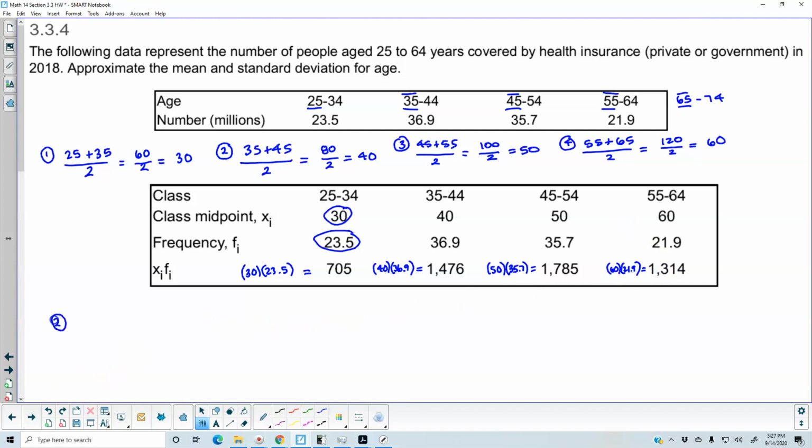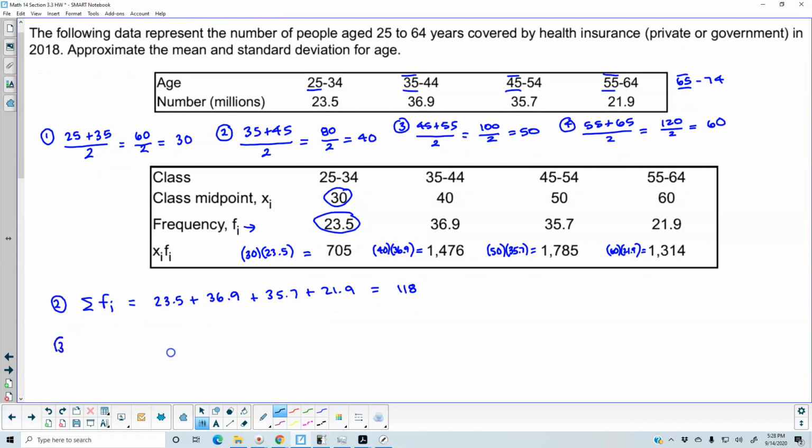So now the next step is we want to find the sum of the frequencies. So we're going to take 23.5, add 36.9, plus 35.7 plus 21.9. When we add those together, it's going to give us 118.